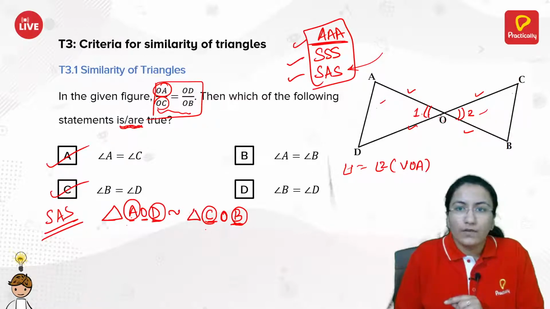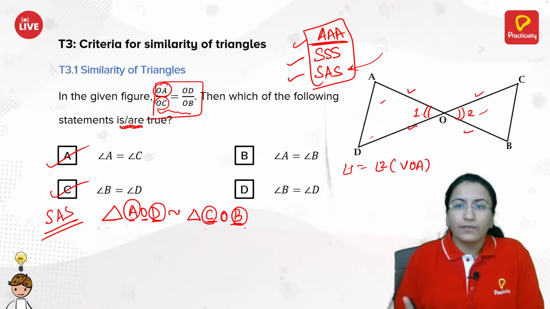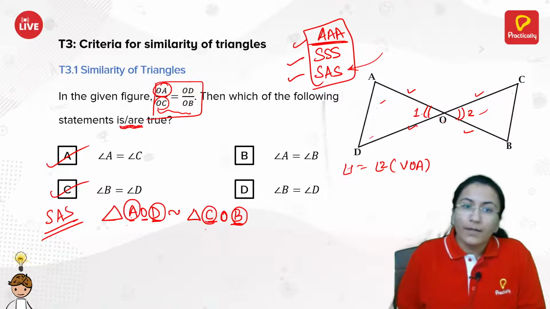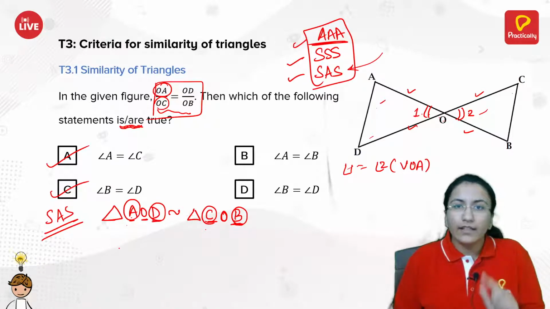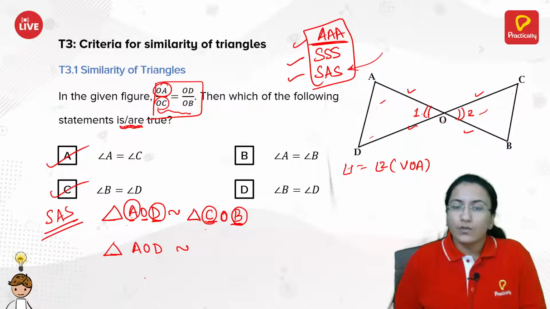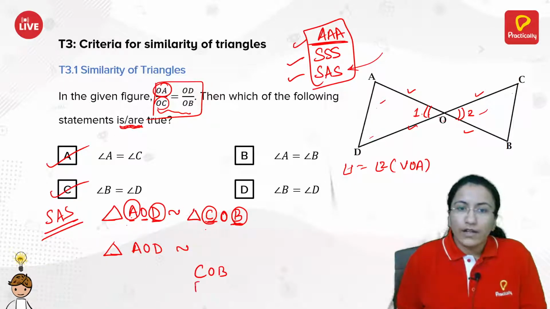OA by OC is equal to OD by OB. Right, so these two sides are in proportion. That means the two triangles would be similar by the SAS rule, right? Writing the triangle in the correct way is important. How will you write it? Suppose you have written triangle AOD. That would be similar to either COB or BOC. Which one is correct you need to know first, okay?